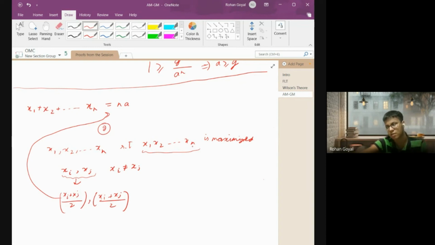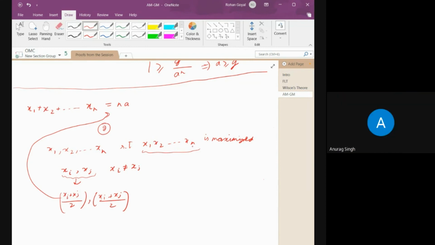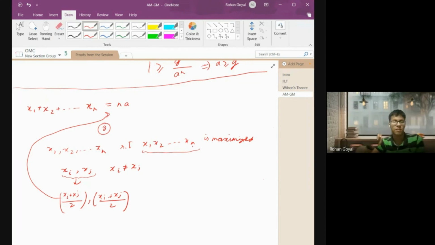Does that make sense? Yes. Yeah. So one thing I did not do is show that it's maximized at some place. But if you can show that it's maximized at some place, then this is the point where it's maximized.